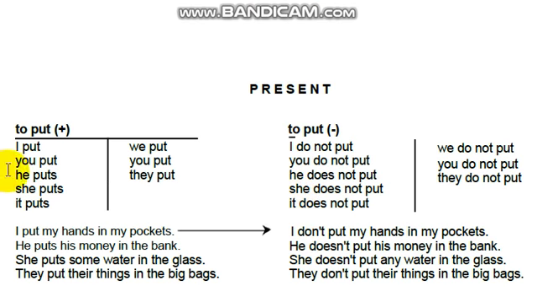Let's begin. So the first one, we have the positive. Everything is put, so it doesn't change except for these three. They become puts. I put, you put, he, she, it puts. So also when you look at the negative, I do not put, you do not put, like he, she, it, it takes does.